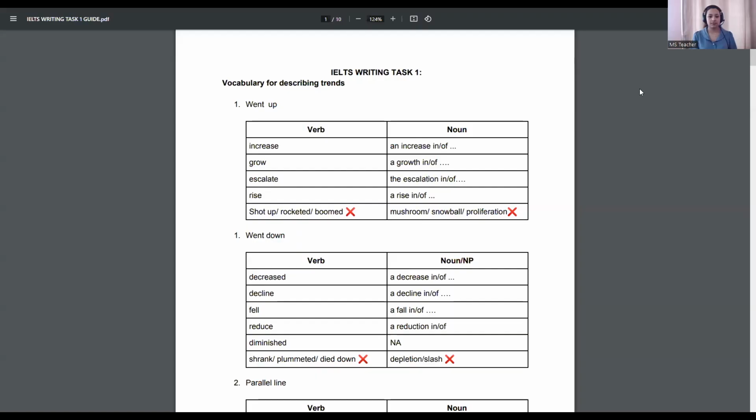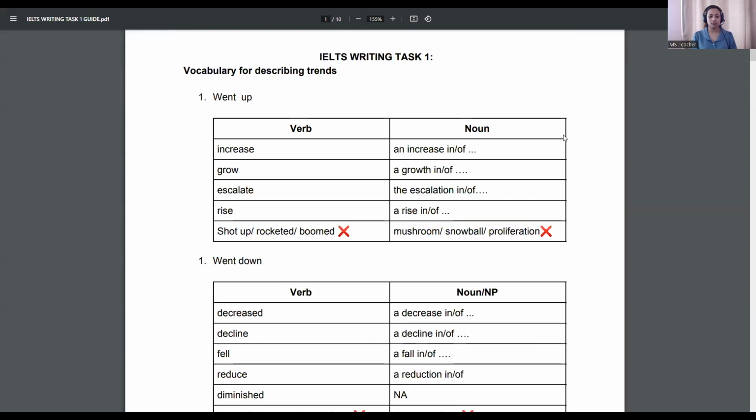For graphs that are going up, you can use verbs such as increase, grow, escalate, or rise. And then you can also use the noun versions of the words. For example, an increase of or an increase in. You can also use a growth of, the escalation of, and a rise of.